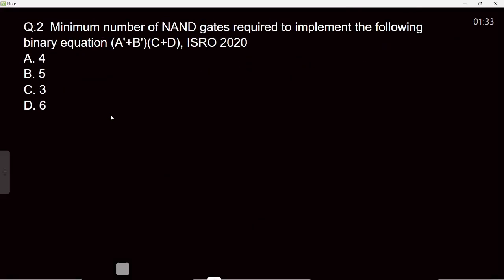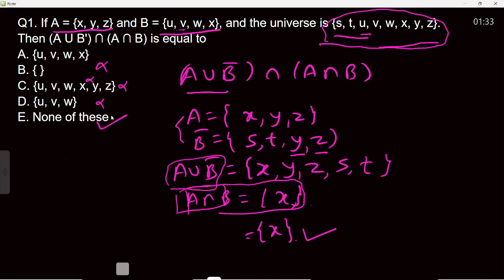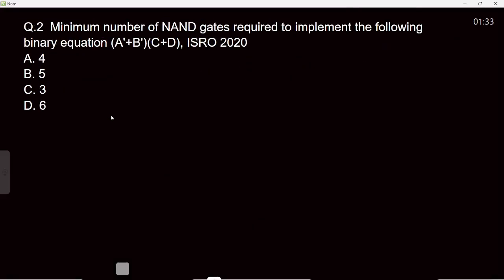Now let's move to the next question. Also, if you have any doubt in any specific question, then you can comment. I will surely answer. Just mention the question number.